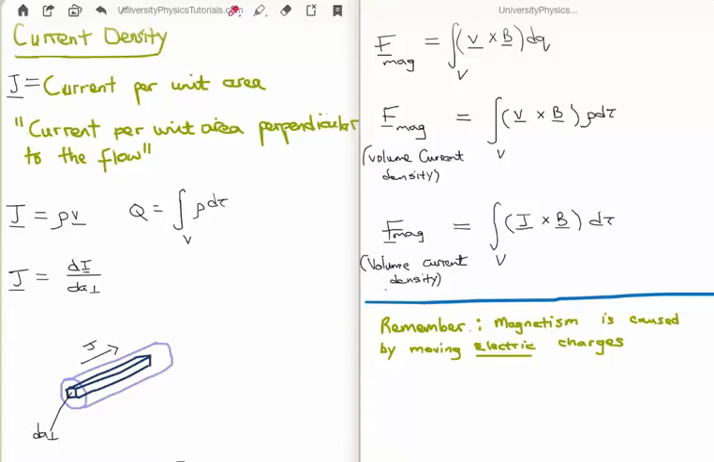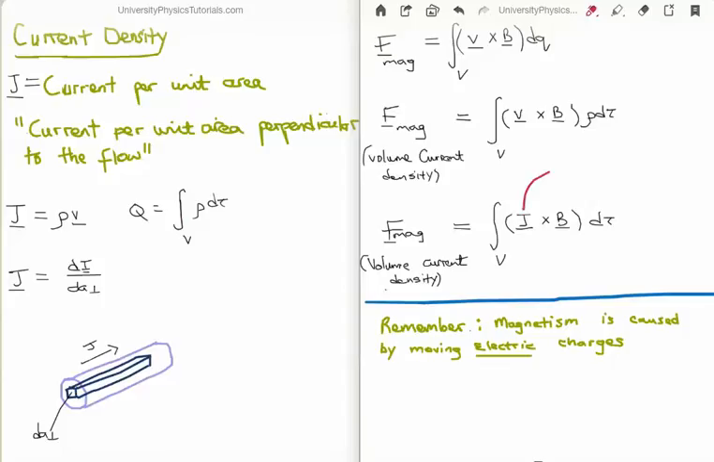So putting that all together, we find that the volume current density is equal to dI/dA perpendicular. Once again, we're going to try and calculate the magnetic force on a body due to the volume current density. So we start off with the Lorentz force on the top right of your screen. You have the volume integral of v cross B dq, and we sub in once again for dq, which is, of course, rho d tau.